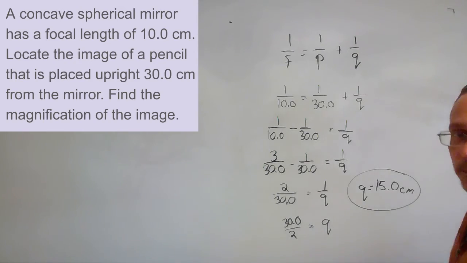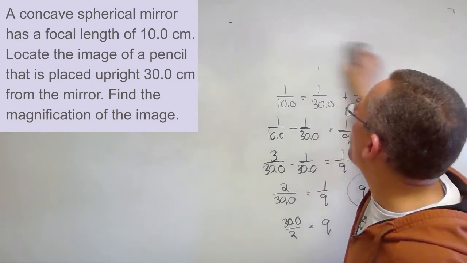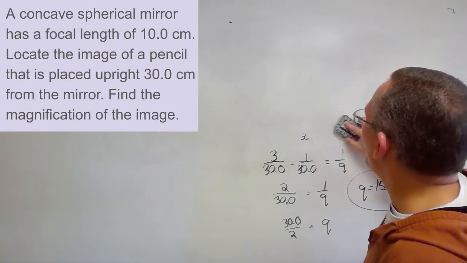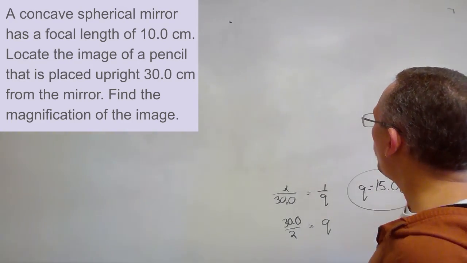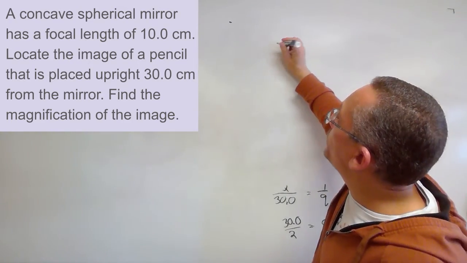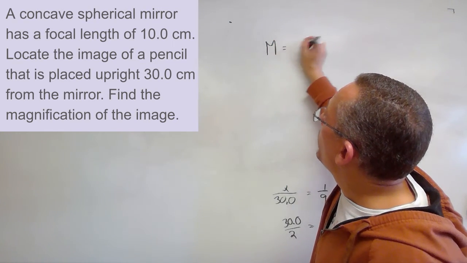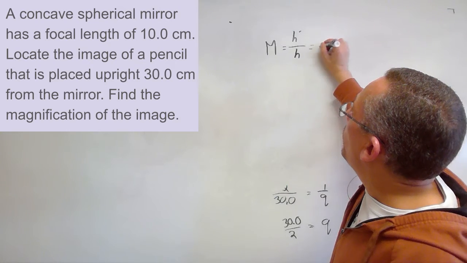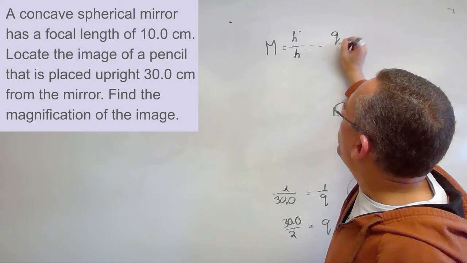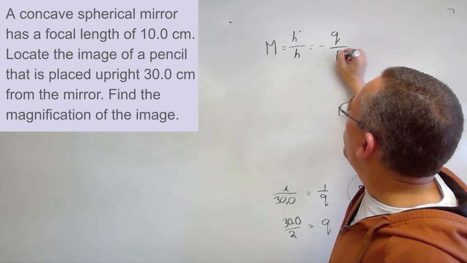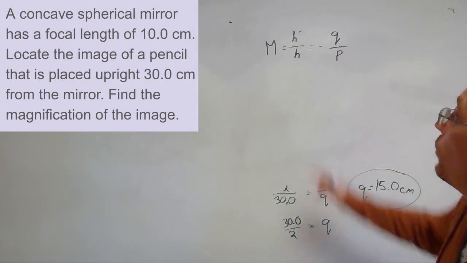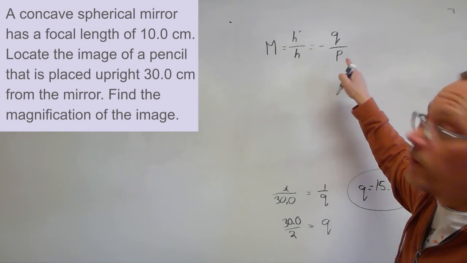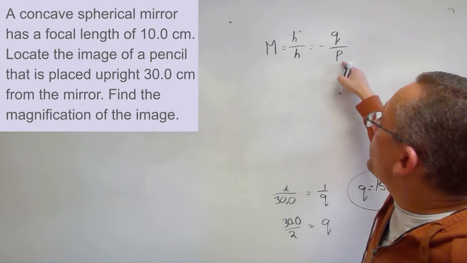So I'm going to erase this problem here. The magnification, if you remember we just looked at a minute ago, is either the image height over the object height or the image distance over the object distance there. Okay. Well, I don't know the heights, but I do know the distances. So let's go with this right here.